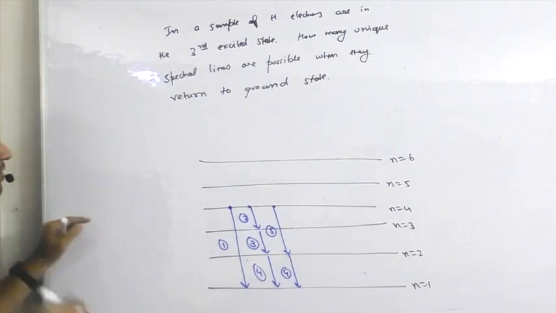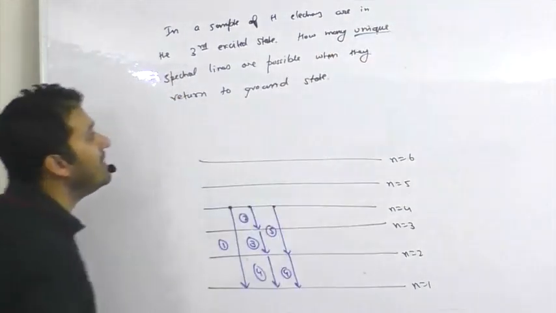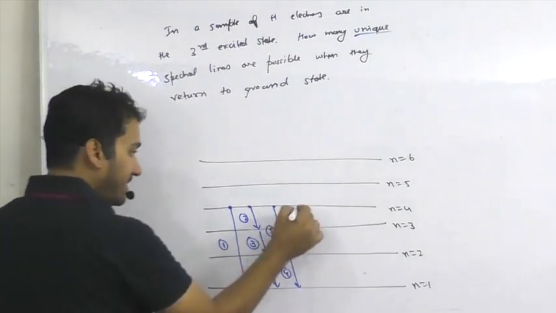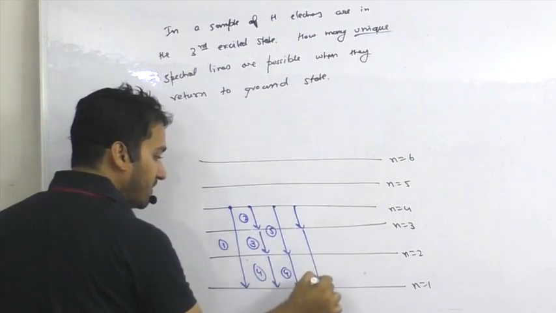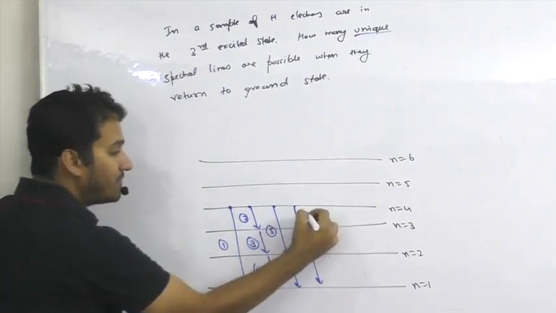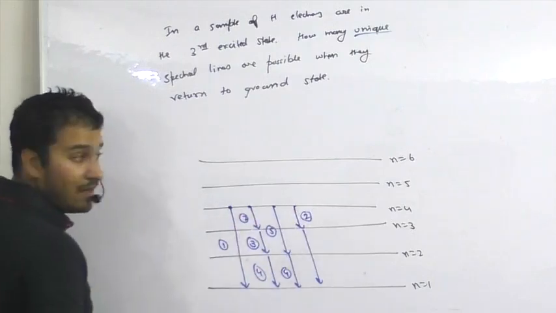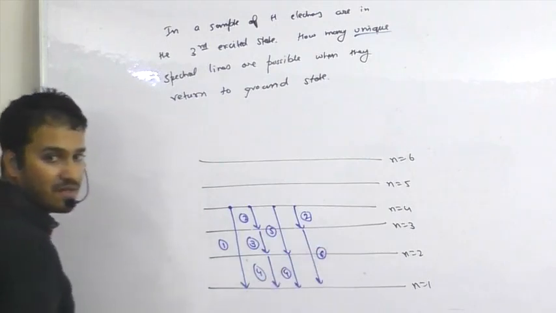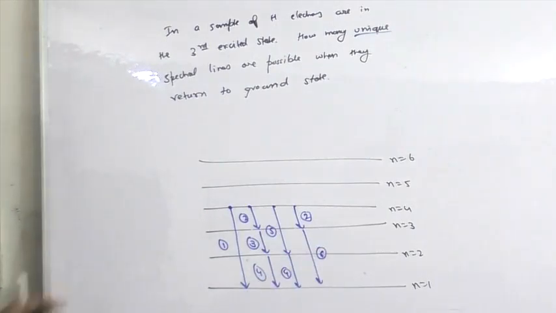It's the same line. What is the question asking me for? How many unique spectral lines will be visible? Yes, it could jump from 4 to 3 and then it could jump from 3 to 1. Yes. But will I count this photon again? No, because that is photon number 2. I've already counted it. But then 3 to 1 is a new transition. That is photon number 6. Are there any more photons possible? Are there any more transitions possible?